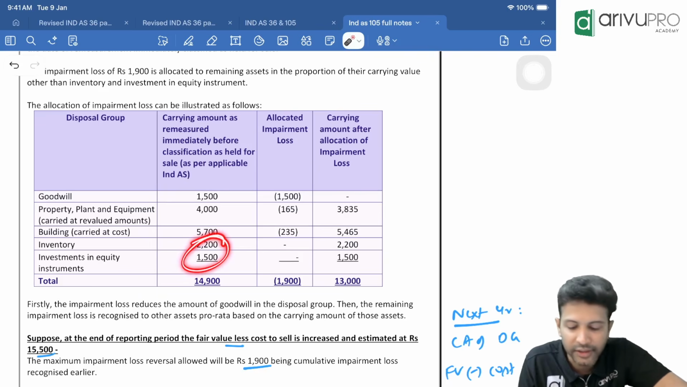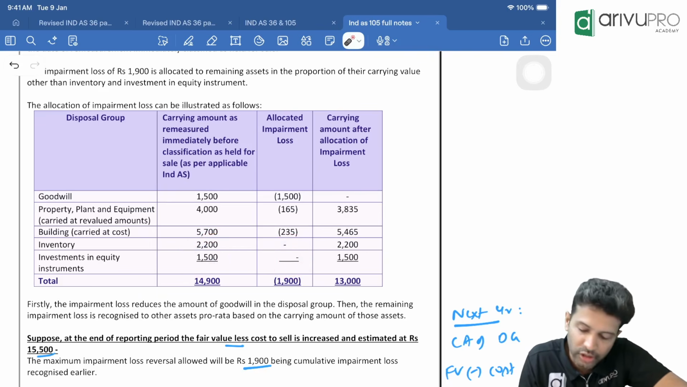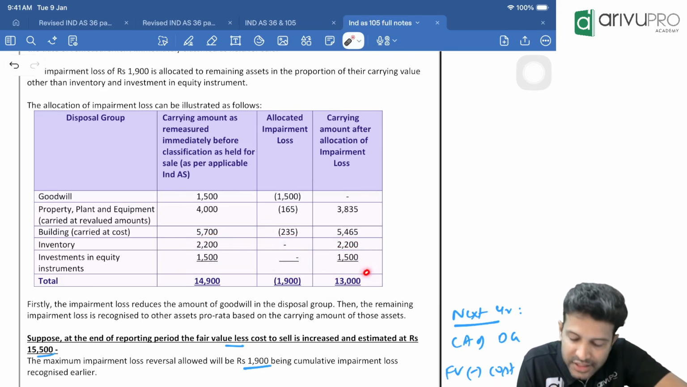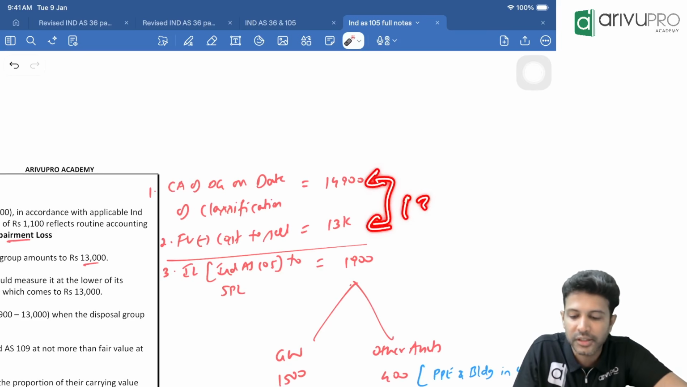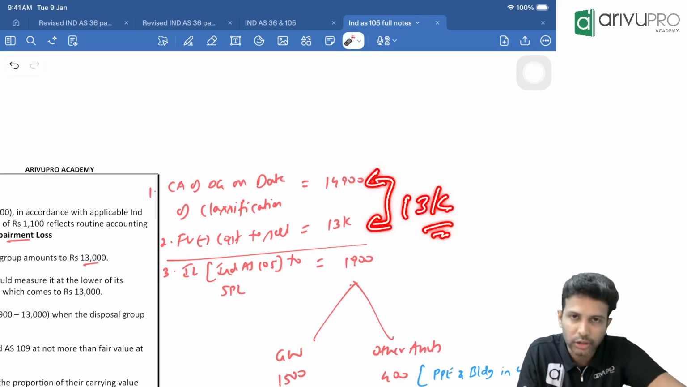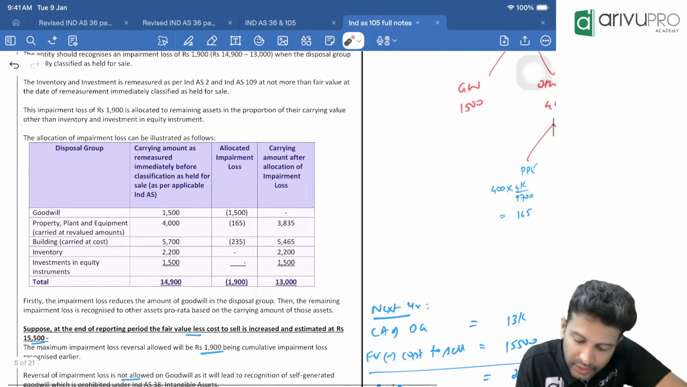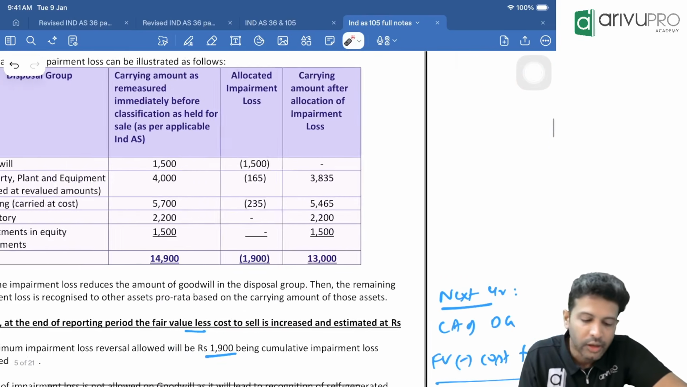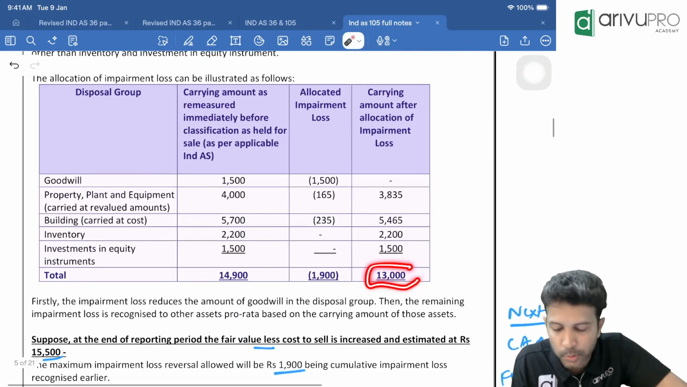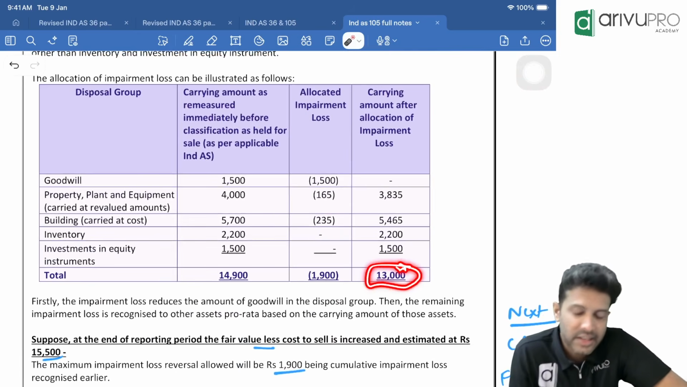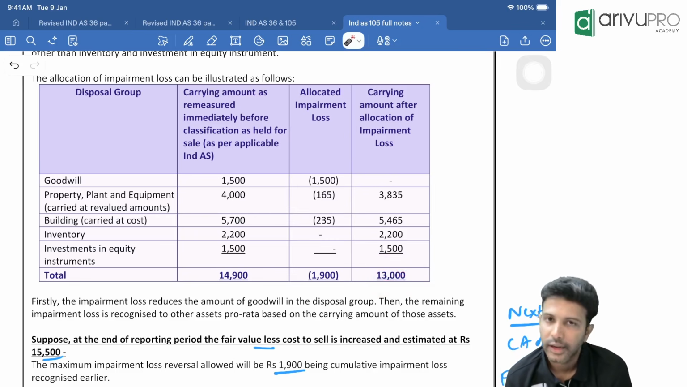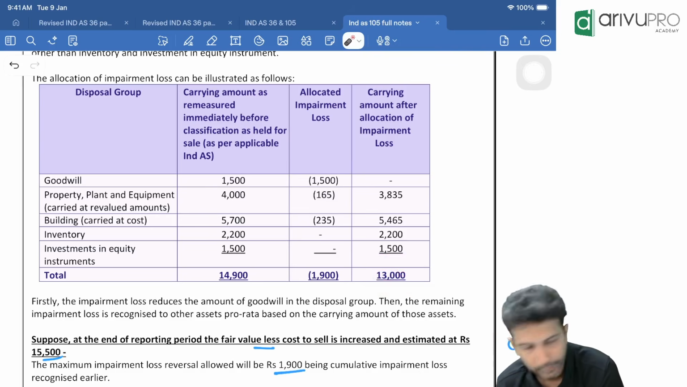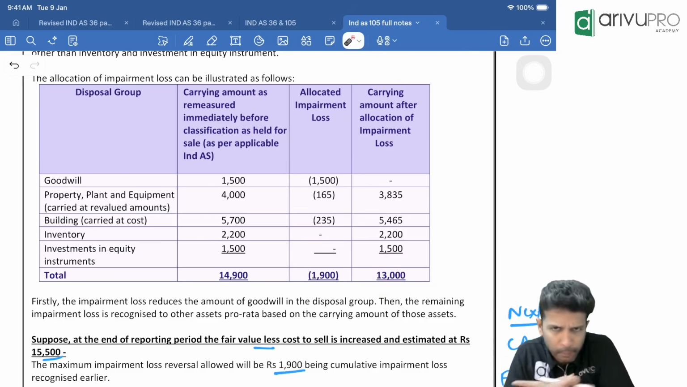For inventory and investment, we will not assign any impairment loss, so the amount will be the same. The revised carrying amount will become 13,000. That's what we have written here. You have to measure it at carrying amount or fair value less cost to sell, whichever is lower. Which is lower? 13,000. That's what has happened. After all this drama, the final carrying amount of this disposal group on the day it got classified as held for sale is 13,000 rupees. Clear? Actually, the problem ends over there.